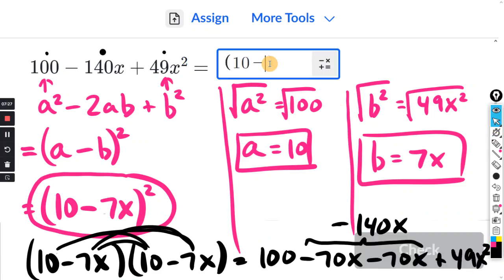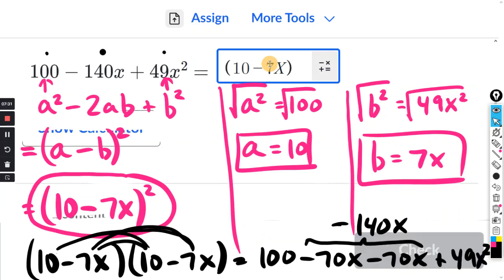Parentheses, 10 minus 7x, close parentheses, shift 6 for the exponent, and it's squared. All right, I made a capital X. I should really make that lowercase x. All right, 10 minus 7x squared.